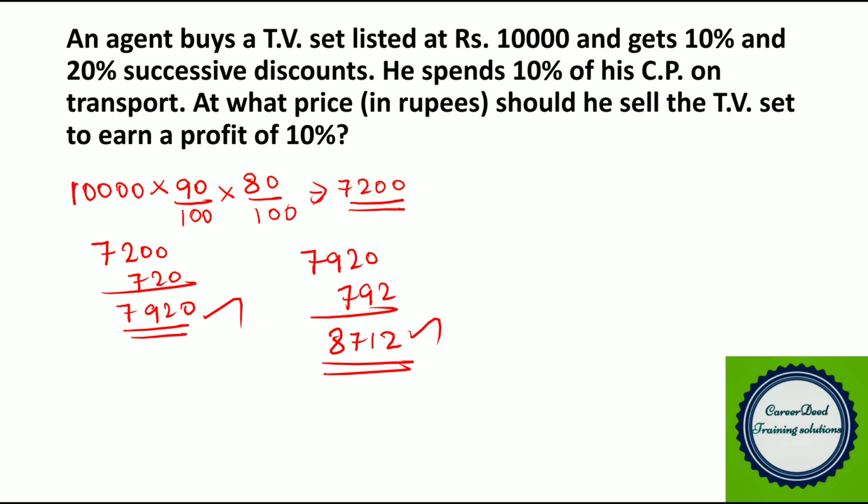So 8,712 rupees is the actual price that the agent has to sell it for to the customer to gain a 10% profit, right? Because here 10% of 7,200 is 720, and here 10% of 7,920 is 792. So here the actual selling price would be 8,712 rupees, so that he will get a 10% profit, right? Now question number 9.